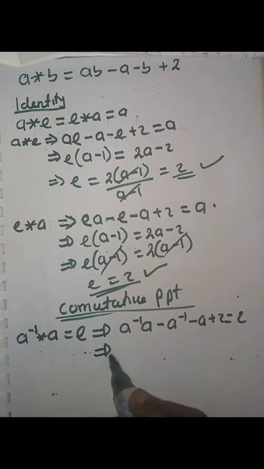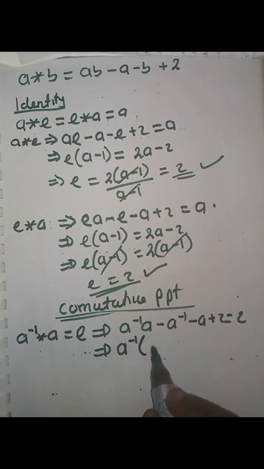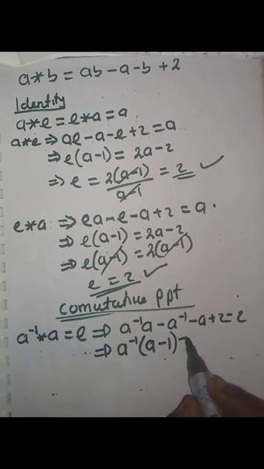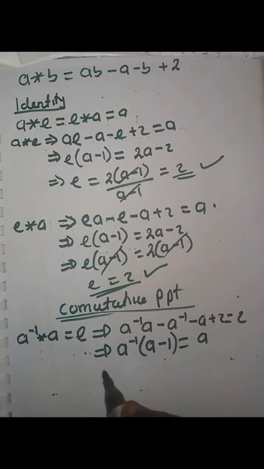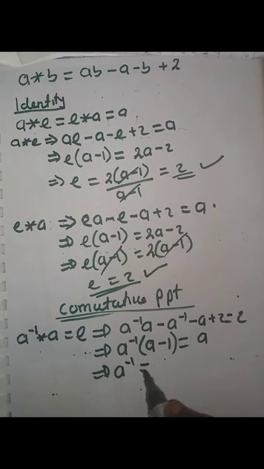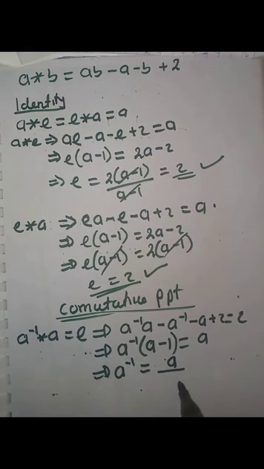That therefore implies I'm going to factor out my A inverse here. I'm going to have A inverse into A minus 1. That is equal to what? This negative A goes away to become what? A. Then I'm going to divide all through by A minus 1. Implies I have my A inverse to be the same as what? A over A minus 1.